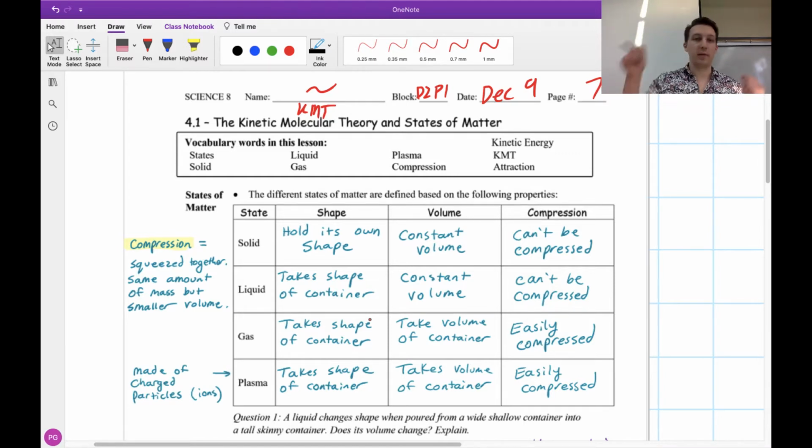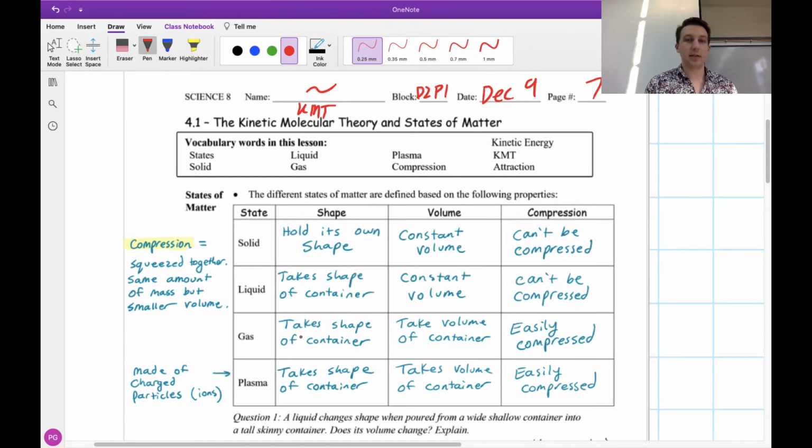If I were to take that water and pour it into another glass, that water would take the shape of the new glass. But it has a constant volume. So the volume in my water bottle poured into another cup would still have the same volume, just a different shape. And again, we can't really compress it, so you can't squish water down and make it have the same amount of mass, but a smaller volume.